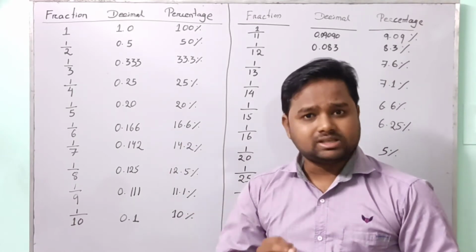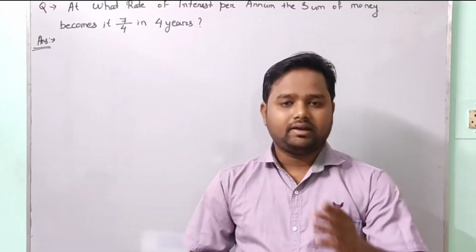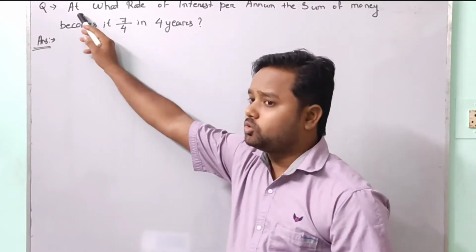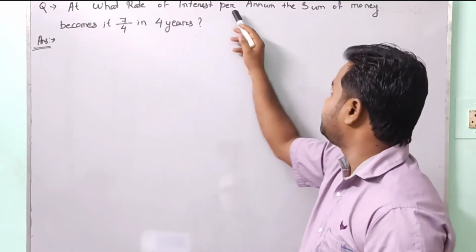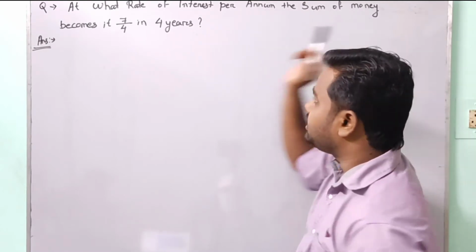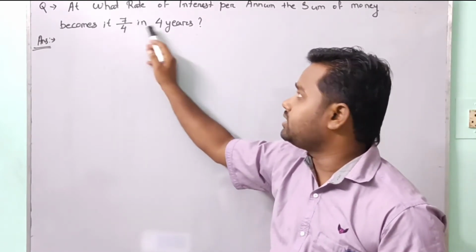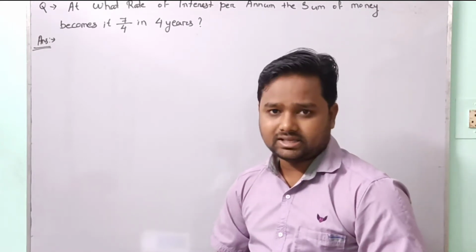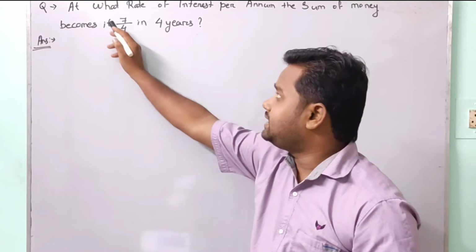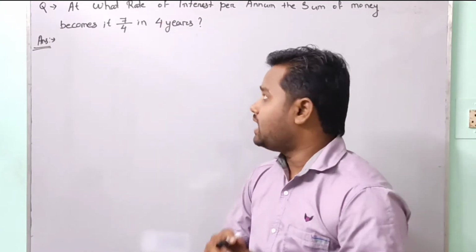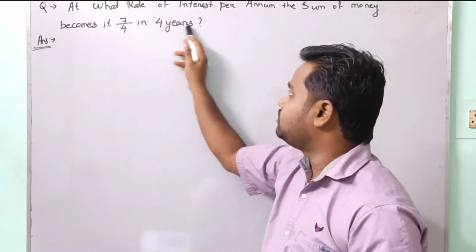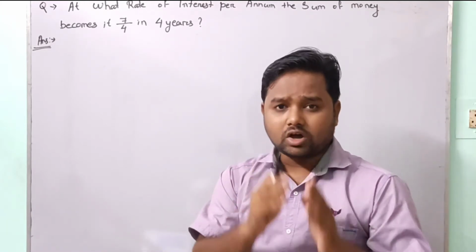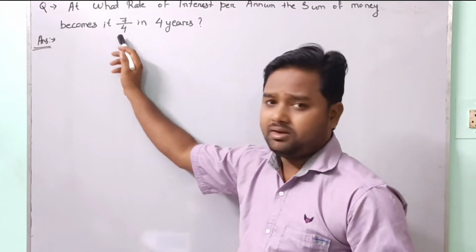Okay, let's do our simple interest example. Let us go to the first example of today's class. The first example is: at what rate of interest per annum does a sum of money become 7 by 4 of itself in 4 years? In this question no particular amount is given. The time is given as 4 years, and the rate of interest is asked. The sum of money is not given; it says the sum of money becomes 7 by 4 of itself.